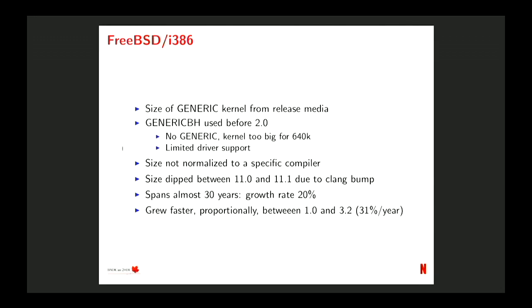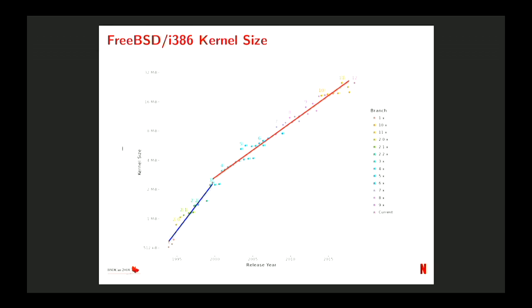So we get to i386. Maybe FreeBSD is different, I thought. I was wrong. FreeBSD has also grown as well. I've not tried to isolate whether all these things are due to additional modules or drivers or new technology or anything. I just took the kernel sizes stripped out of the release images that I could find online and came up with this graph.